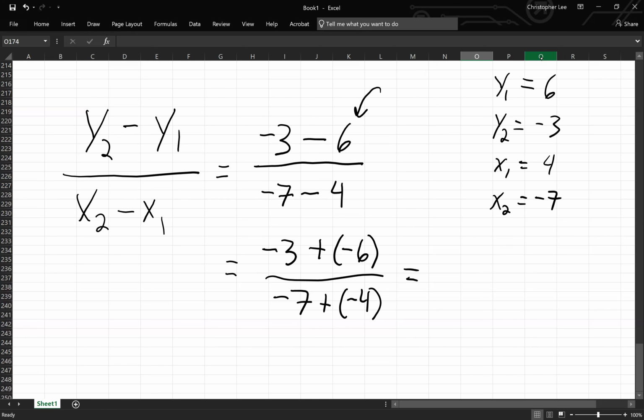So it's keep, change, flip. Keep change, change. All subtraction is keep change. All right. So negative 3 plus negative 6 is negative 9. Now negative 7 plus negative 4, what's that? Negative 11. All right. And then reduce. Okay, reduce it for me. Does 3 go into 11?